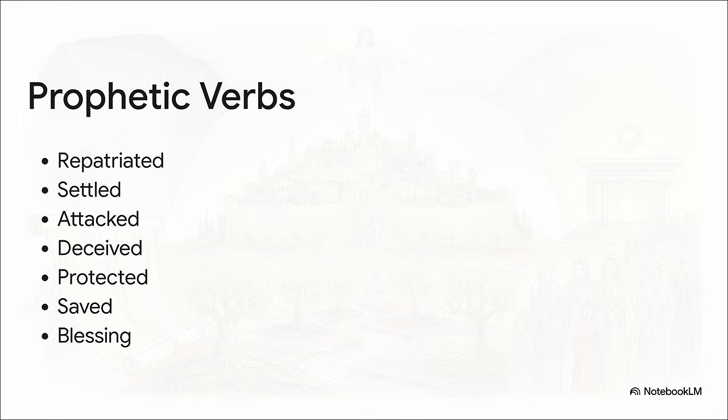Let's look at David Pawson's 7 prophetic verbs. He studied the scriptures intensely and identified 7 sequential events promised for the physical and spiritual remnant before the very end. They will be repatriated, settled, attacked, deceived, protected, saved, and finally become a blessing.